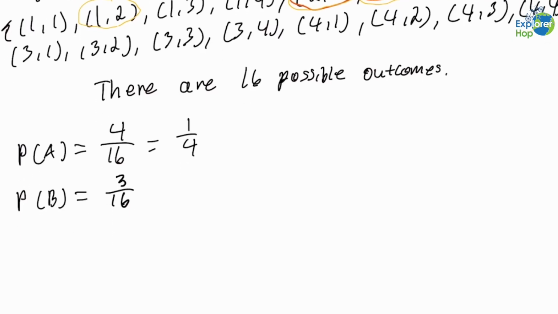And now to find the probability of the intersection of event A and B, we simply take the number of outcomes where the first roll is a 2 and the largest number is also a 2 and divide it by the total number of outcomes. And we see that the first roll is 2 and the largest number is 2 in this outcome over here, and in this outcome over here. And therefore the probability of the intersection of event A and B is equal to 2 over 16, which is equal to 1 over 8.